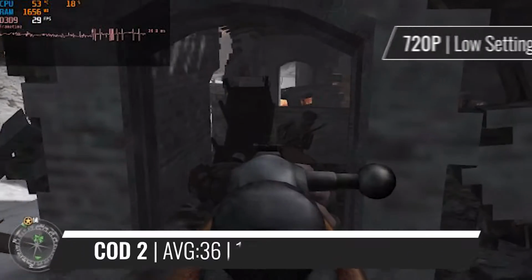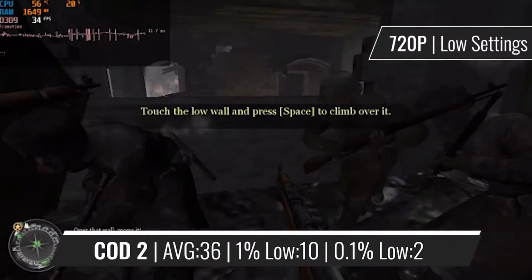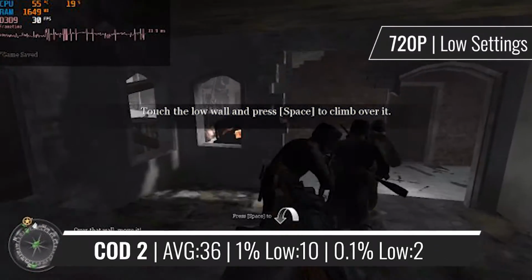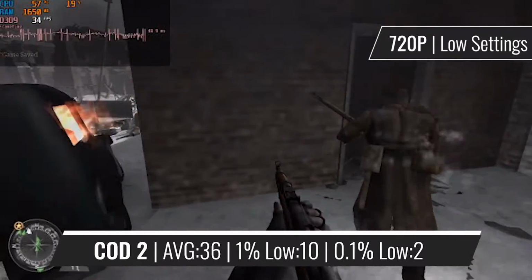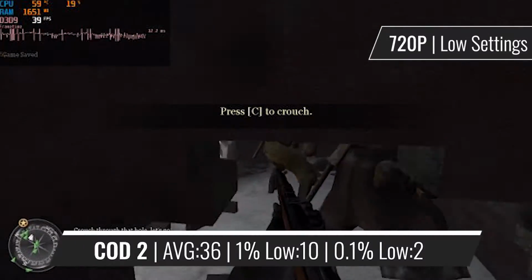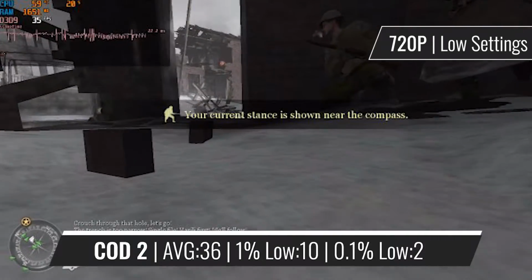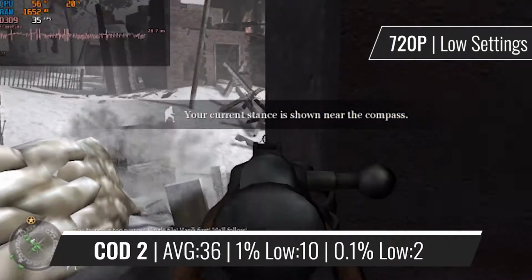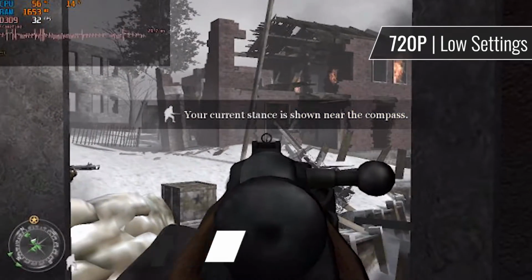Talking about problems, you will have quite a few while running Call of Duty 2 on this GPU, where not even turning the settings all the way down helped a lot, with the frame rate being all over the place all the time, which isn't ideal for a first-person shooter to say the least.